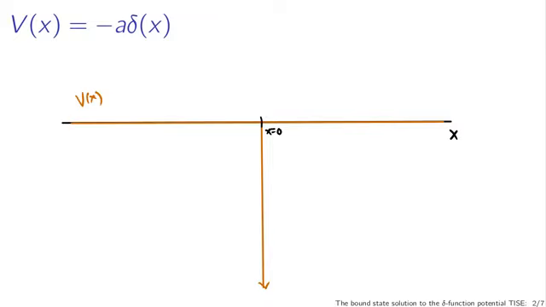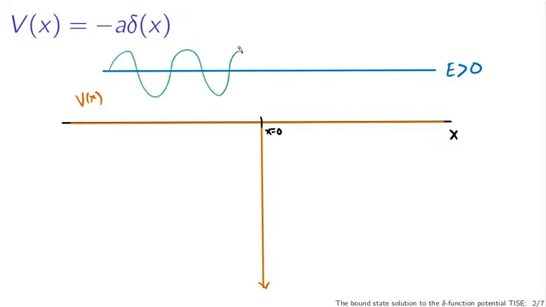What our solutions will look like under these circumstances depends on the energy of the solution. For instance, if we have an energy up here, E greater than 0, we know that in these regions away from x equals 0, we have traveling wave solutions. We don't know exactly what happens at x equals 0, but we know these are going to look like solutions to our free particle potential, which we discussed a few lectures ago.